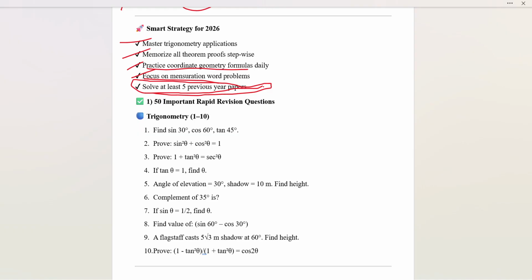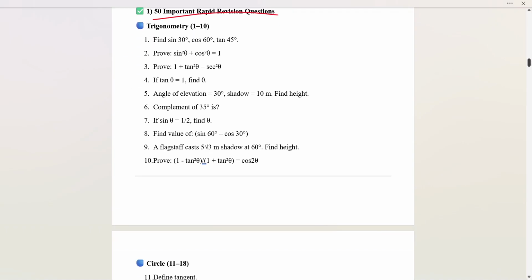Okay, so next are 50 important rapid revision questions for you. You can solve them in your free time. Okay, that makes you perfect in your geometry subject. So from trigonometry, these are simple and easy questions for you, from basic to advanced.